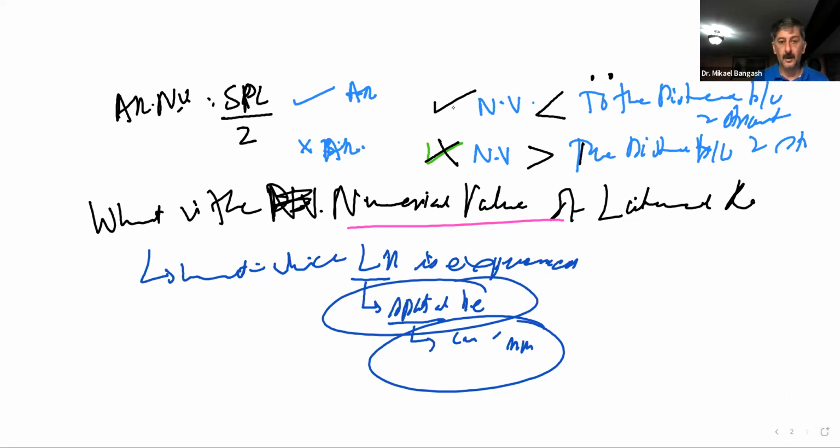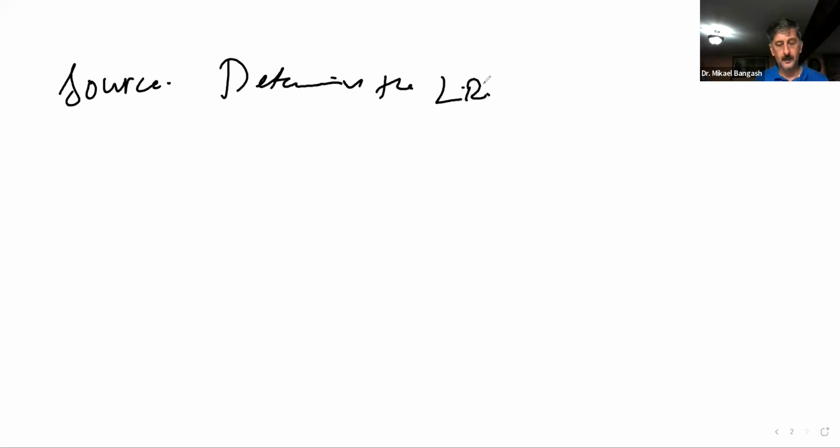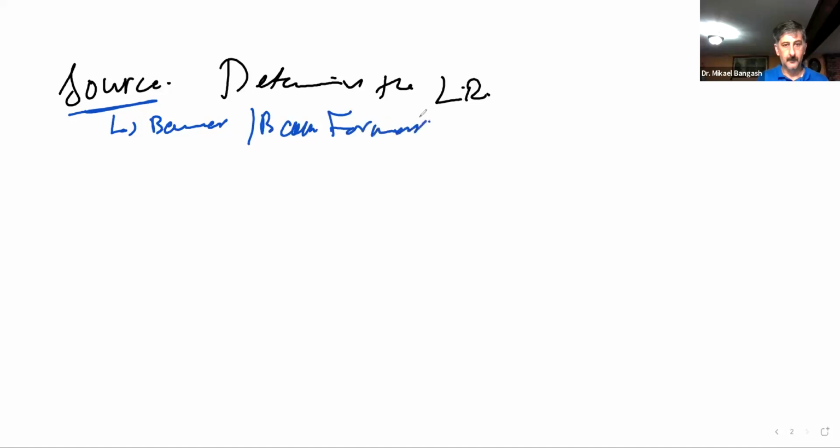The next thing would be: what determines your lateral resolution? And ladies, that is going to be your source that determines the lateral resolution. Which part of the source? Now, that's something we talk more about in chapter 14, because that's something that's known as a beamformer.